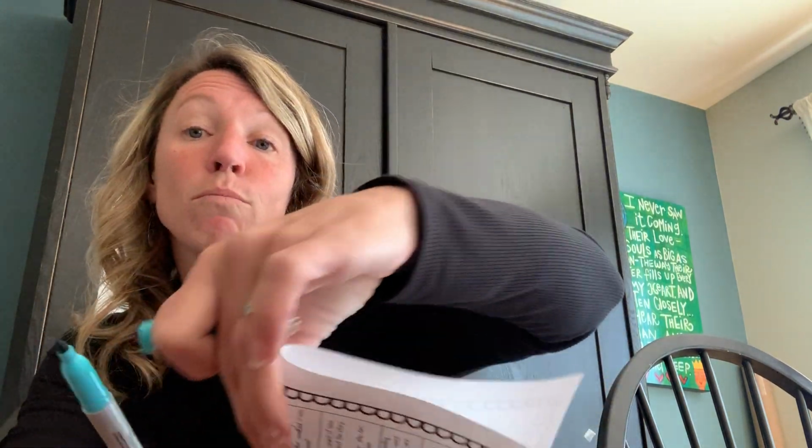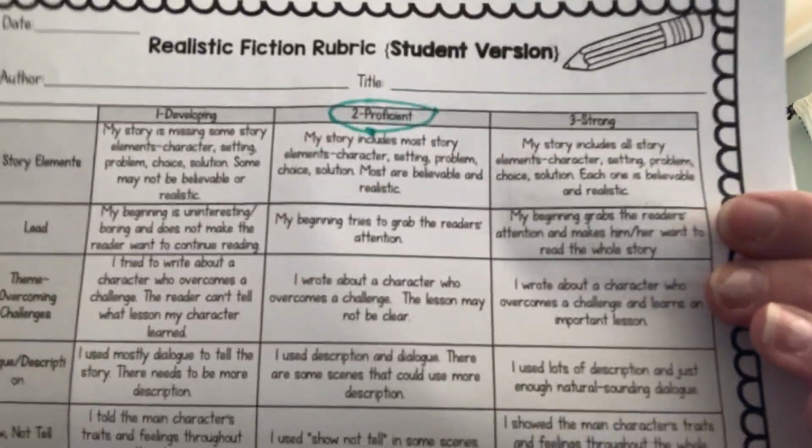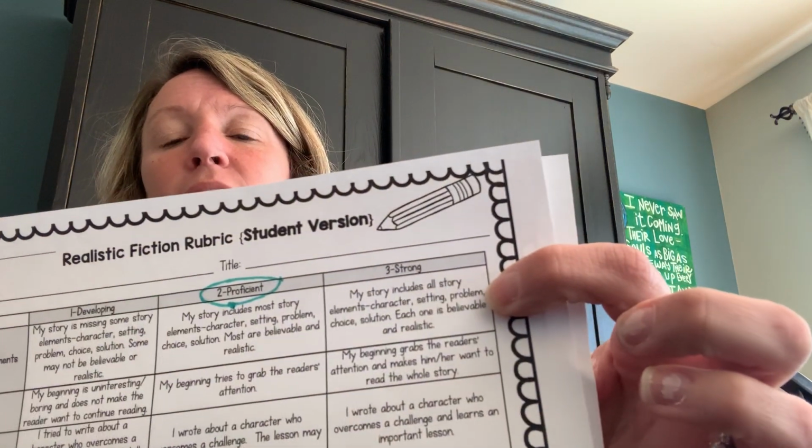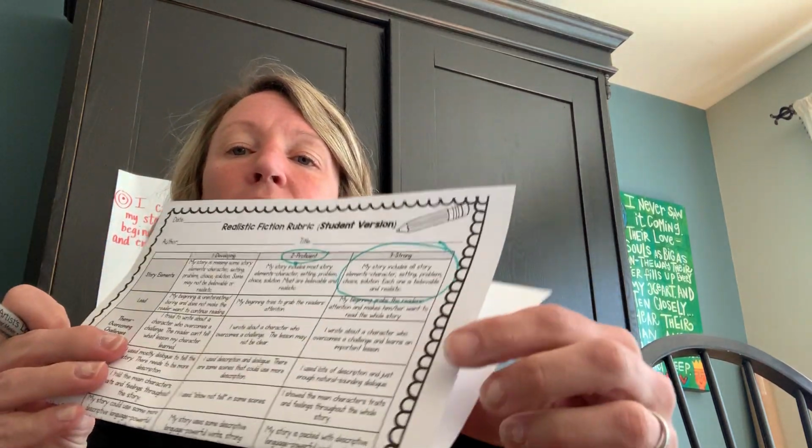Where I have to start, 2 says, my story includes most story elements: character, setting, problem, choice, solution. Most are believable and realistic. I definitely think my story and your story probably have that because we used our story arc. If your story arc was filled and you put that into your piece, then yes, we're proficient at that. If you included all the story elements, then you are strong. I'm guessing you included all the story elements because we used a graphic organizer, so I'm going to mark me as a 3.